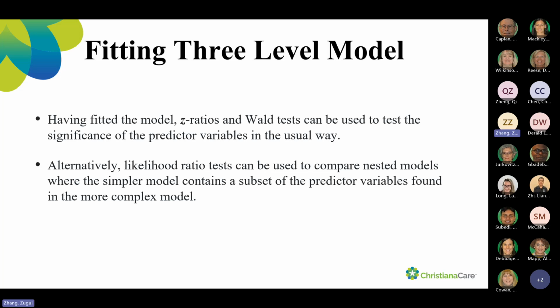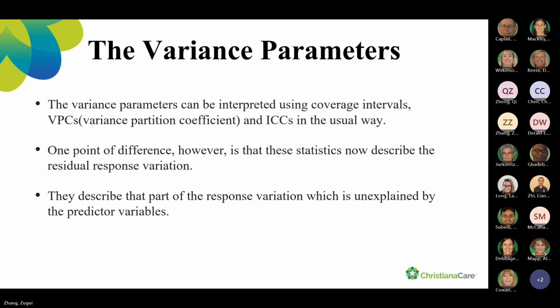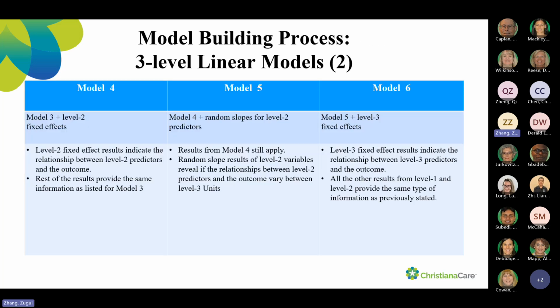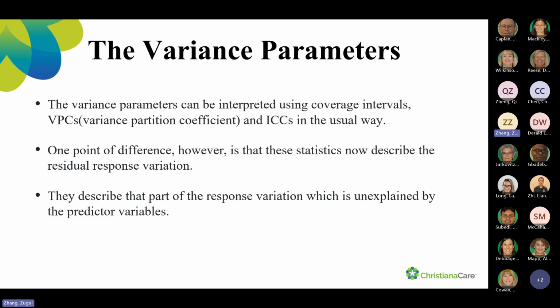Having fitted the model, we will use traditional statistics like z-ratios or Wald-test statistics to test the significance of predictor variables as usual. And also we can use the likelihood ratio test to compare nested models, where the simple model contains a subset of the predictor variables found in the more complex model, which means for the 6 models we mentioned, we can do some model selection.